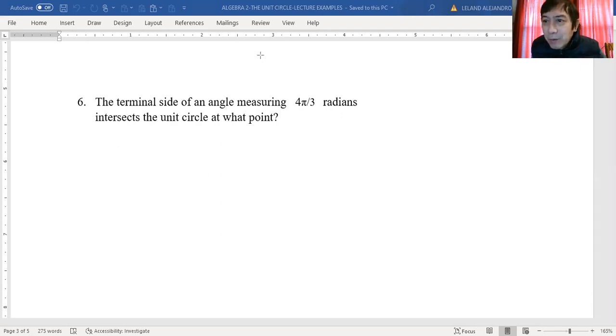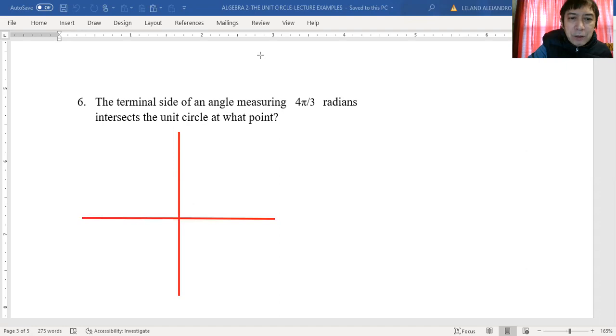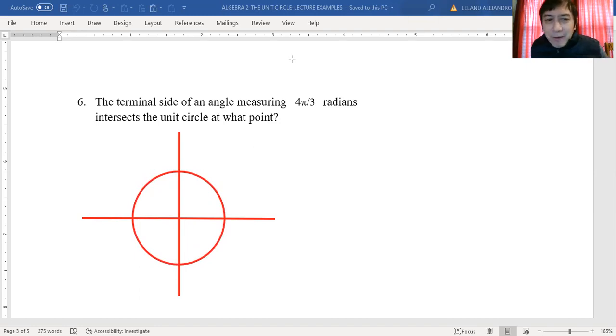First, what is 4 pi over 3? Pi over 3 is equivalent to 60 degrees. So 4 times 60, that's 240 at the third quadrant. If we are going to do some diagram, let's put the y-axis and the x-axis, and then let's put a circle. Now, where is our 240 or 4 pi over 3? 4 pi over 3 will be somewhere here. That's 4 pi over 3, and this is our angle theta.